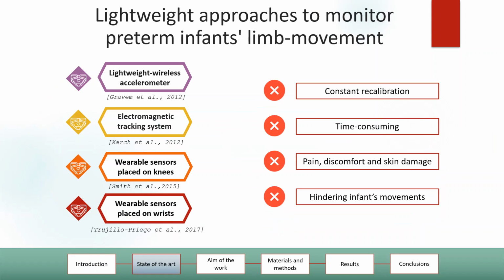During the past years, several studies were conducted to automatically monitor preterm infants' limb pose during the daily routine in a domestic environment. All these approaches were based on wearable sensors, but they show some drawbacks. In fact, they need to be constantly recalibrated, are time-consuming, cause pain, discomfort, and skin damage to the infant, and hinder the spontaneous movement of the baby.